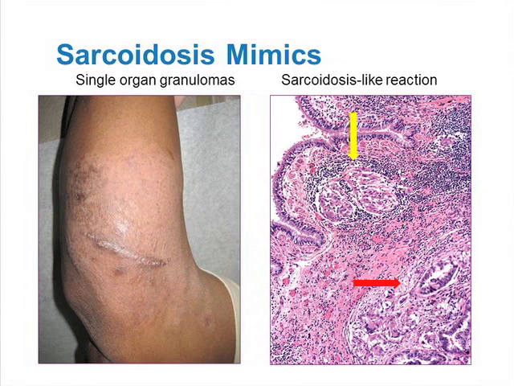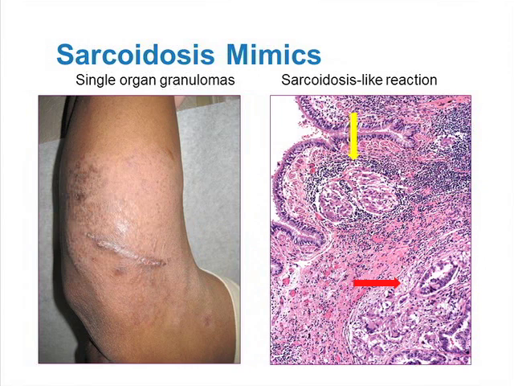The first of those is single-organ granulomatous syndromes. These may be seen in areas of wounds, like on this scar sarcoidosis that occurs in an area of prior trauma. These may also be seen in areas that are draining certain regions, such as in axillary lymph nodes or in porta hepatis lymph nodes.